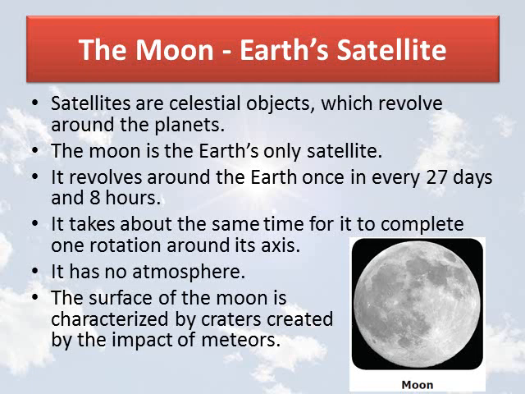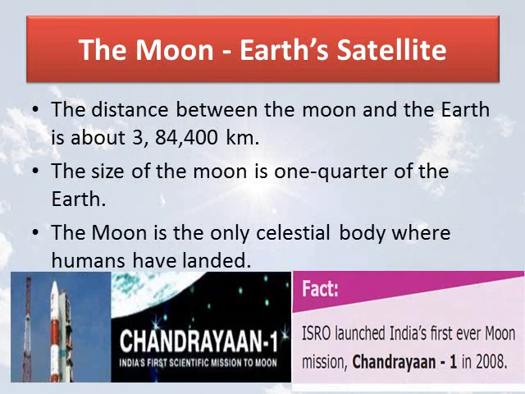The moon has no atmosphere. The surface of the moon is characterized by craters created by the impact of meteors. So you can see on the surface of the moon there are so many craters because of so many impacts of meteors. Dear children, the distance between the moon and the earth is about 3,84,400 kilometers. What is the distance between the moon and the earth?